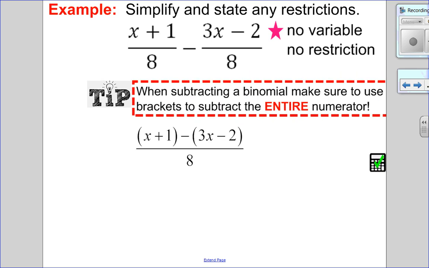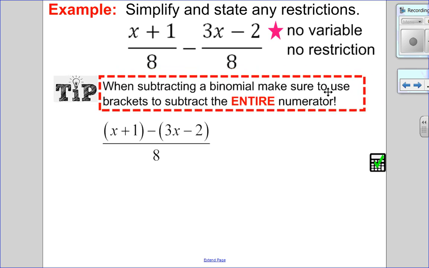So my tip for you here when we're subtracting, especially when we're subtracting a binomial, is to make sure to use brackets to subtract the entire numerator. So I place it over my common denominator of 8, and I put brackets around because I want to subtract term by term. I want to subtract a 3x, and I also want to subtract a 2, which really makes it negative 2. So when you subtract a negative, it becomes a positive. I often get asked, if 2 negatives make a positive, does that mean that 2 wrongs make a right? I don't really think it works that way, but please remember when you subtract a negative, it becomes a positive.